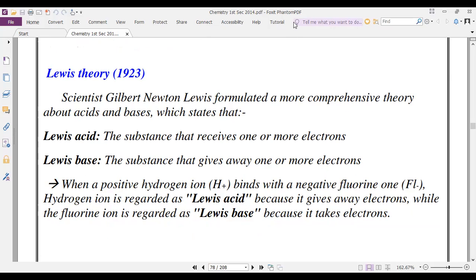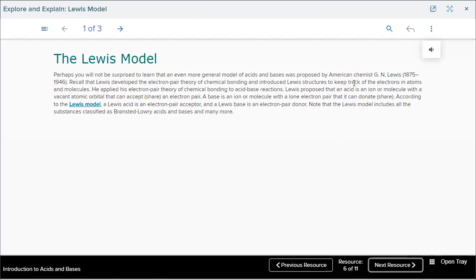Okay, let me try to explain this theory another way. Listen. The Lewis model. Perhaps you will not be surprised to learn that an even more general model of acids and bases was proposed by American chemist G. N. Lewis, 1875–1946.